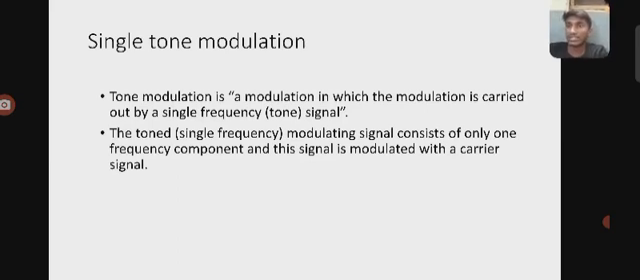But what is single tone modulation? It is also called tone modulation, a modulation in which only one frequency message signal is modulated with the carrier signal. The tone, which is a single frequency modulating signal, consists of only one frequency component, and the signal is modulated with a carrier signal.